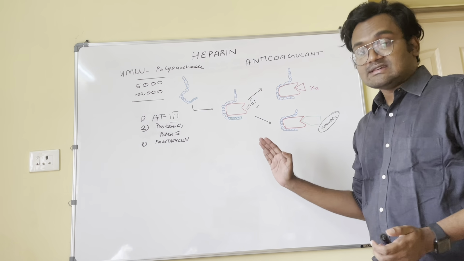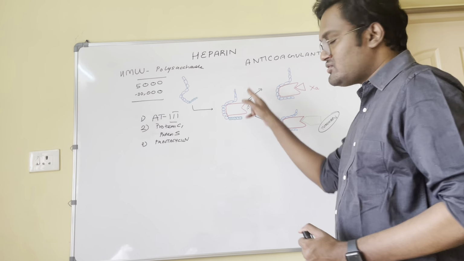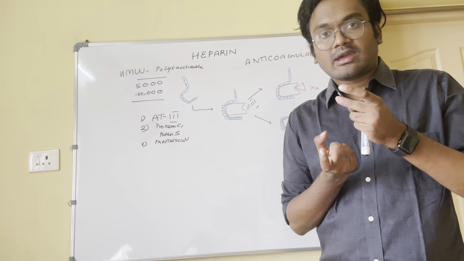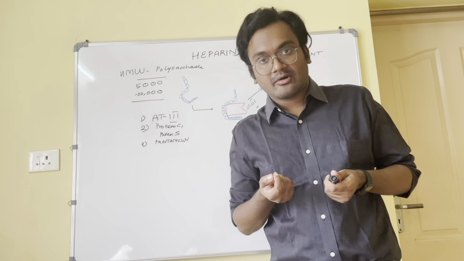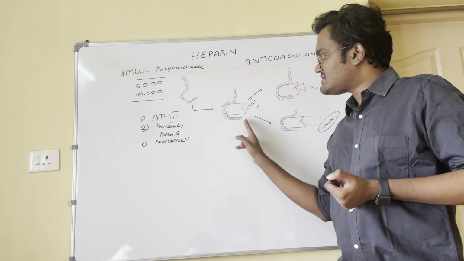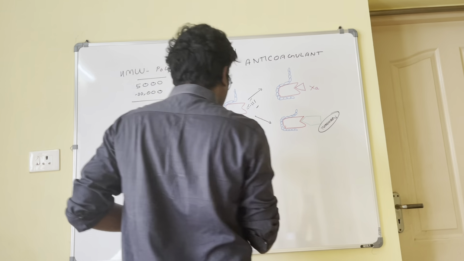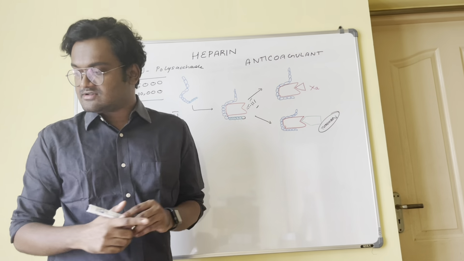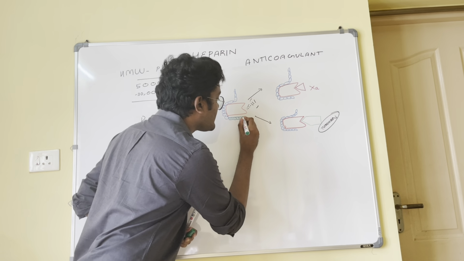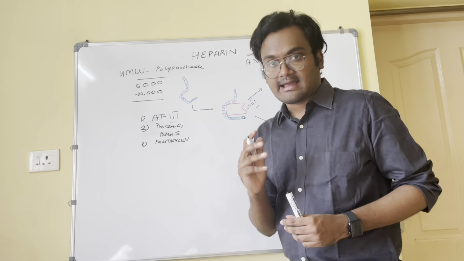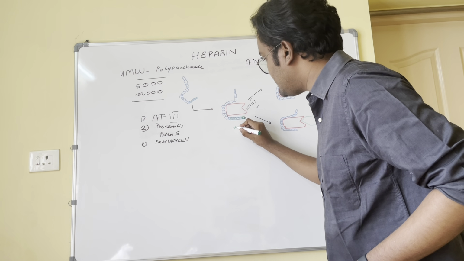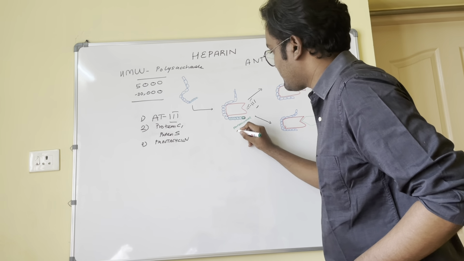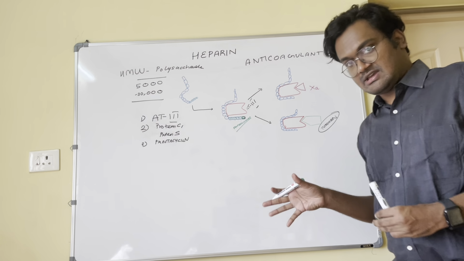To do this, it has an active part. It's a huge chain, but whenever you have a huge chain, the most important part is where you can actually lock the chain. In heparin, the most important part is this part where 1, 2, 3, 4, and there is one more here. I will use a different color. This is a pentasaccharide, five saccharides.